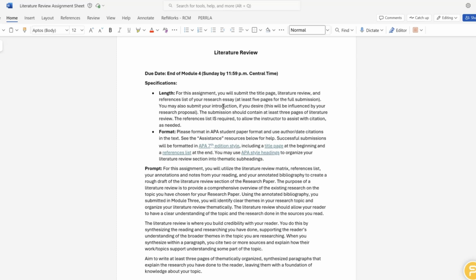If you need more information, please visit the research proposal assignment sheet video and the final research paper assignment sheet video. The literature review itself, therefore, must be at least 3 pages. The format is the same. This must be an APA formatted paper. So we do have all of those resources and other forms of assistance available to help you with this.